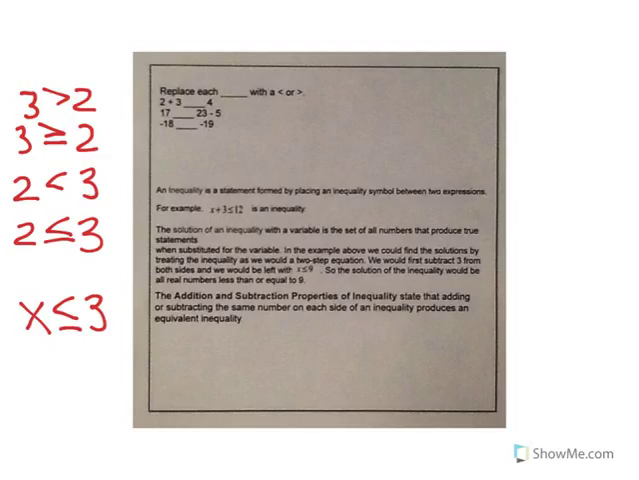So if you look here, we're going to look at this section. Replace each blank with a less than or greater than symbol. 2 plus 3 is 5. 5 is greater than 4. 17, is that greater than or less than 23 minus 5? 23 minus 5 is 18, so that's going to be greater than, so it points that way. And negative 18 is greater than negative 19.